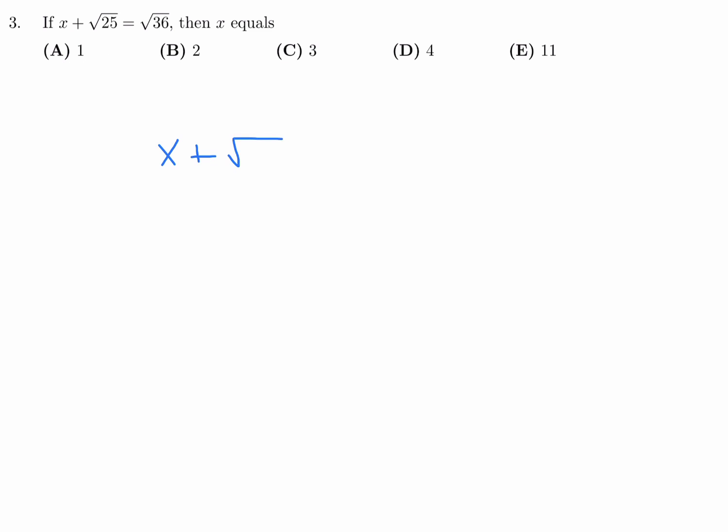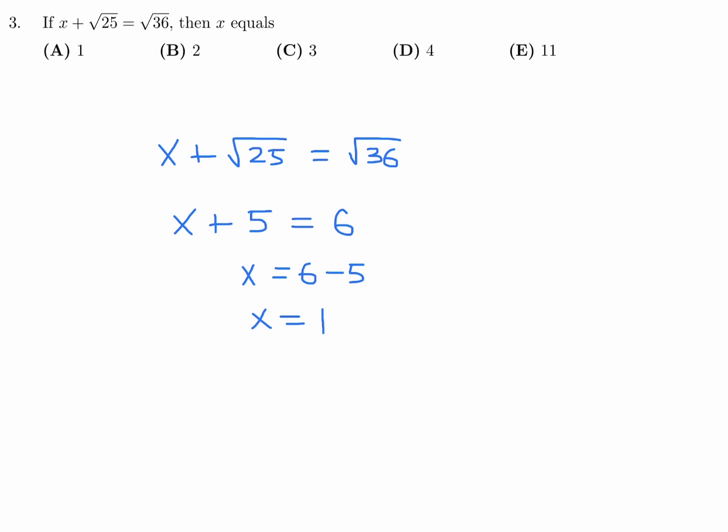X plus root 25 is equal to root 36. What is x? Root 25 is 5, root 36 is 6, so x is 6 minus 5, and therefore x is equal to 1. So number 3, the answer is A.